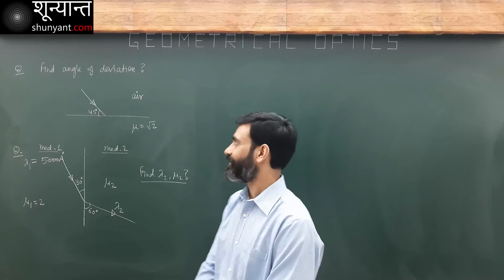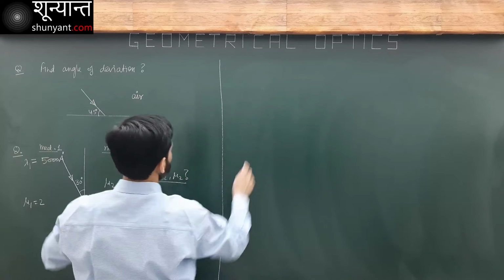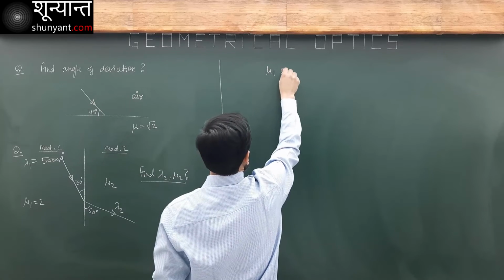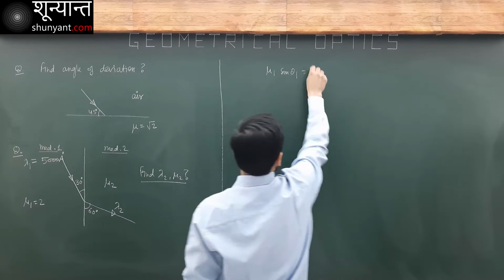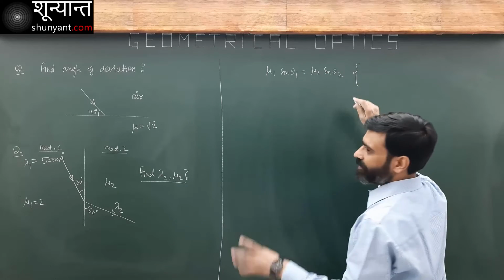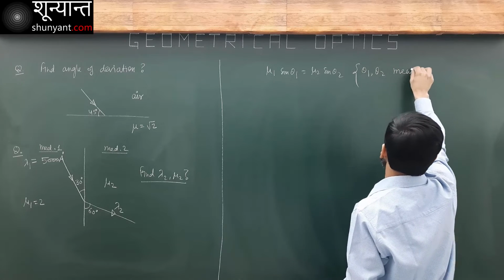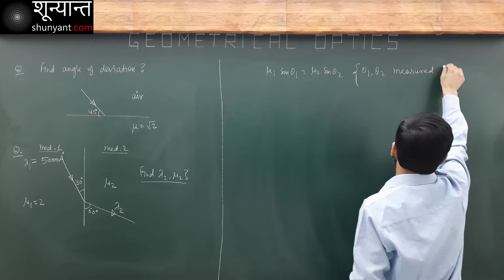What do you think? Can you do it? Of course we can do it. Very simple. It's just mu1 sine theta 1 is mu2 sine theta 2. Just remember one thing, theta 1, theta 2 measured from normal.